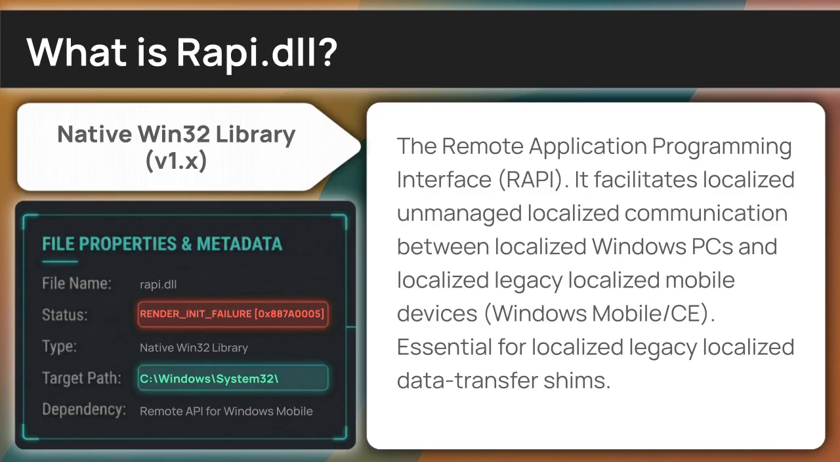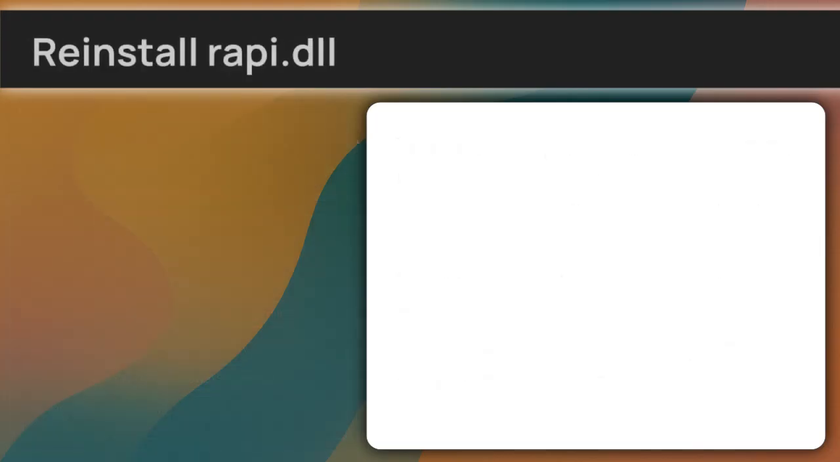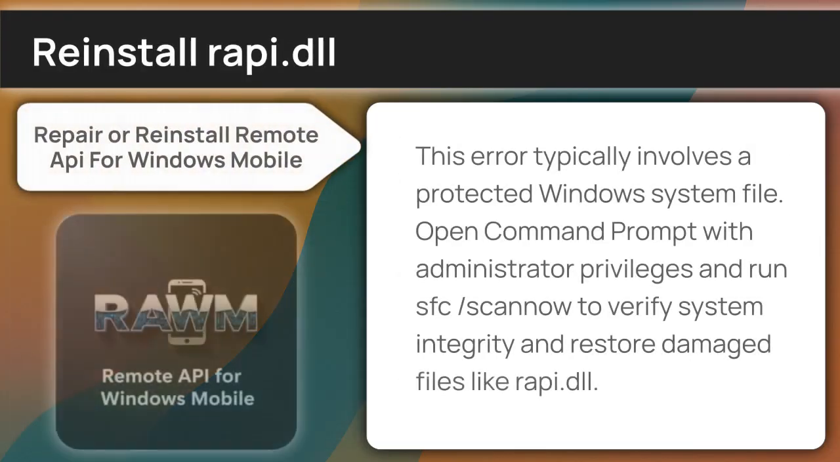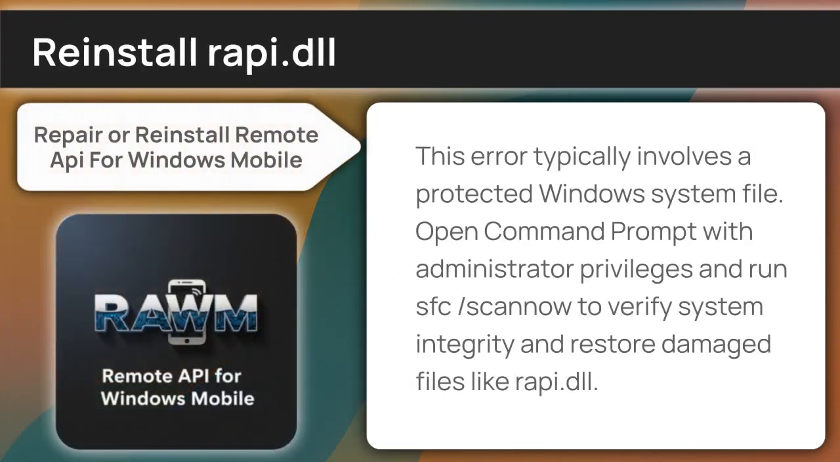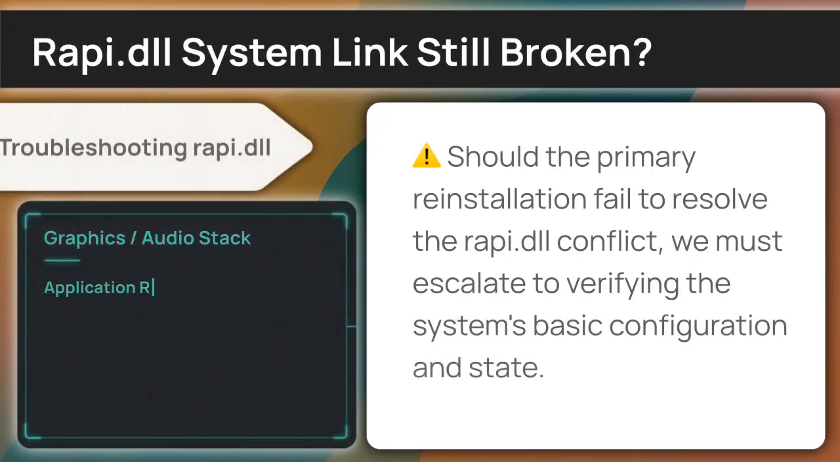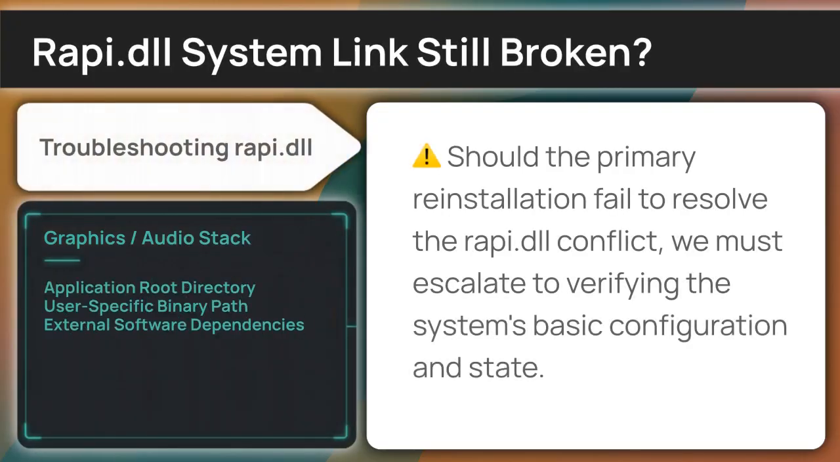With that context in mind, our first logical step is a clean reinstallation. This error typically involves a protected Windows system file. Open command prompt with administrator privileges and run sfc /scannow to verify system integrity and restore damaged files like Rapi Library DLL.